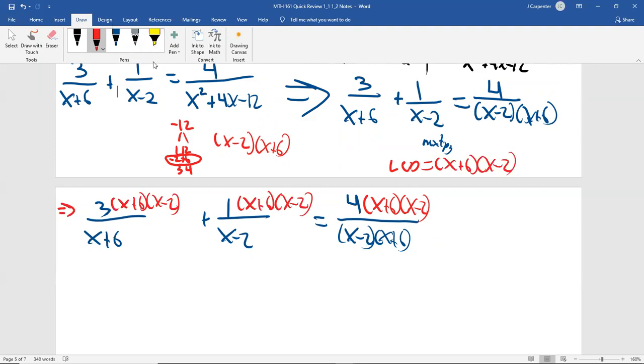Okay, so why did we do this? This looks a lot uglier, but remember the goal was to eliminate the fractions. And that's exactly what we should see happen.